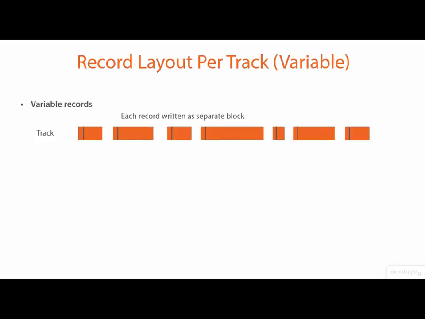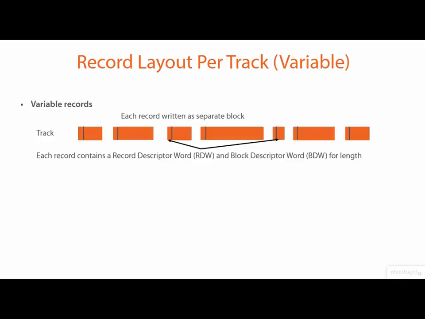Variable records are also unblocked, as in our fixed record length example, but each record can be a different size. Each record has a small prefix which indicates the size of the record. The prefix contains a block descriptor word and a record descriptor word which provide the length information about the record.